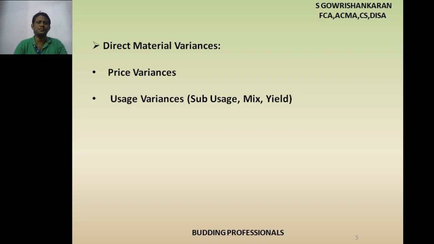You should not simply mug up SQ into SP, AQ into AP, then minus 1, minus 2, 2 minus 3. All those things are secondary. First you have to understand the meaning. What is price variance? What is usage variance? So this is for direct material, and this is what we are going to work out.